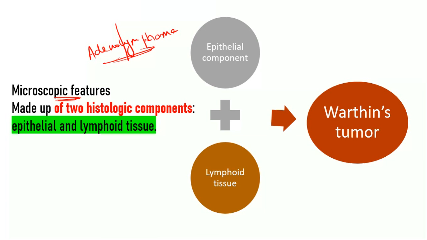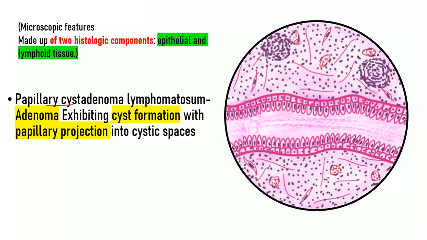Microscopically, again, I would like to remind you of the two synonyms we have read. One was Adenolymphoma and the other was Papillary cystadenoma lymphomatosum. Right? So, if we were to break this down, we would see the presence of glandular epithelium as well as lymphoid tissue. This is why it is made up of two histological components, which are the epithelial and the lymphoid tissue. And as the other name suggested, it has cystic spaces, right?